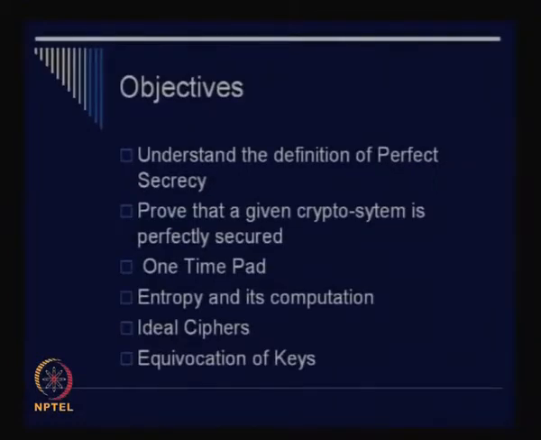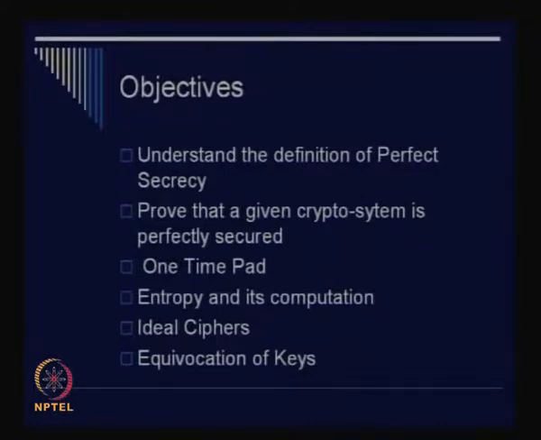In today's class the objectives will be as follows. We will try to understand the definition of what is meant by perfect secrecy, and prove that a given crypto system is perfectly secured. That is our objective: given a crypto system, we should be able to find out whether it is perfectly secured or not. Then we will see how to construct or realize certain kinds of perfectly secure ciphers. We call them one-time pads, or OTPs.